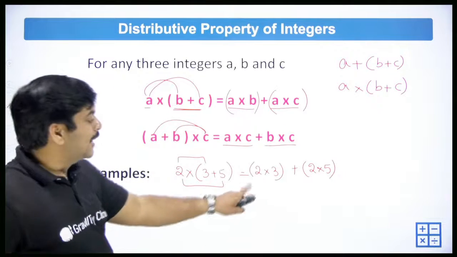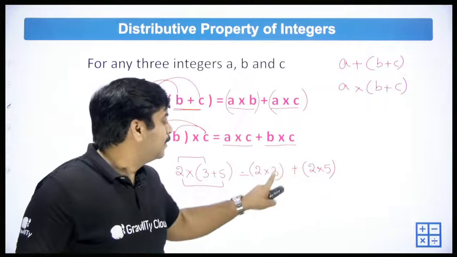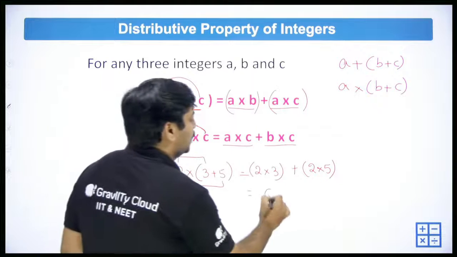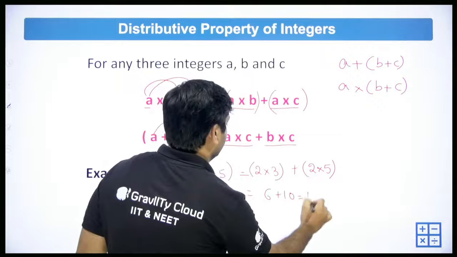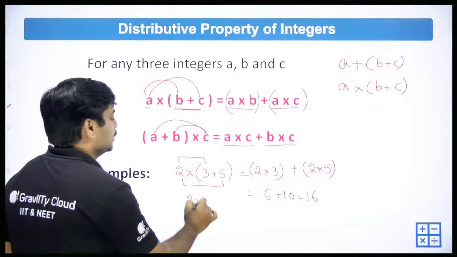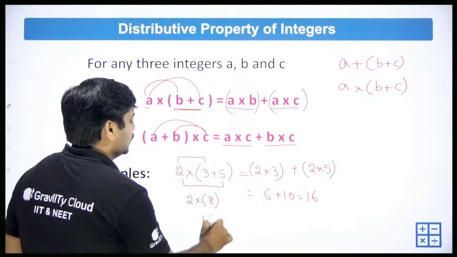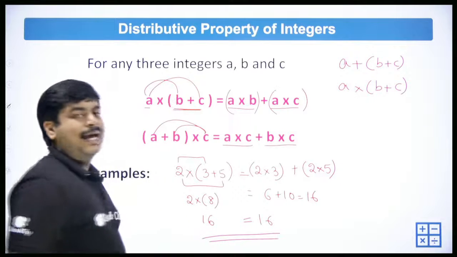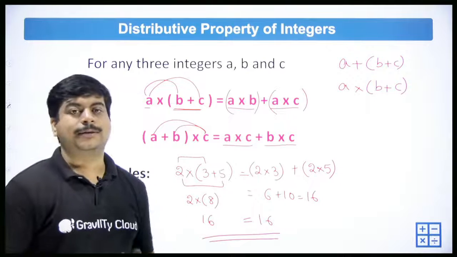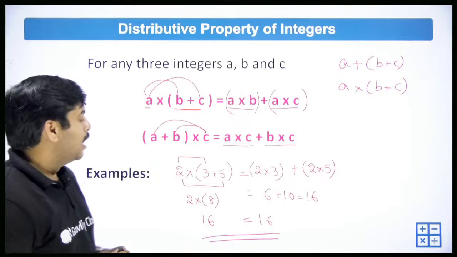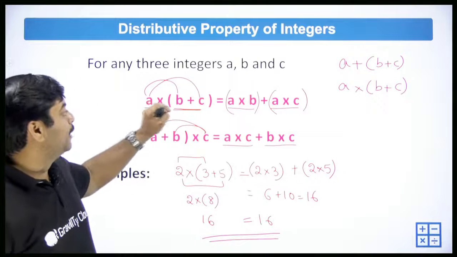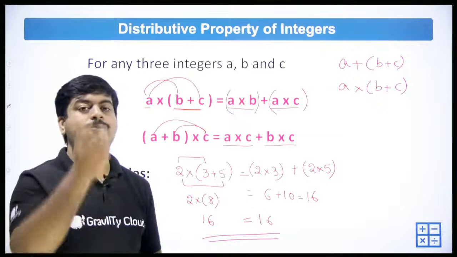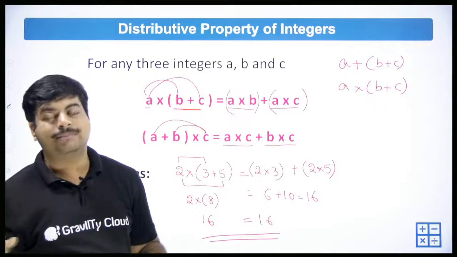Don't again use the addition or plus symbol in between them. It is multiplication. So 3 2s are 6 plus 5 2s are 10. That will give you 16. Now 2 into 5 plus 3 is 8. 8 2s are 16. So 16 and 16, these two will be equal. Understand? So A into B plus C and A into B plus A into C, whichever number you are multiplying should be distributed to all the remaining numbers.